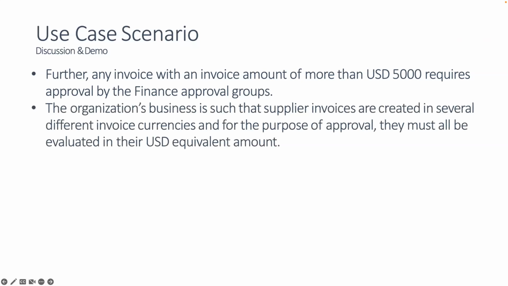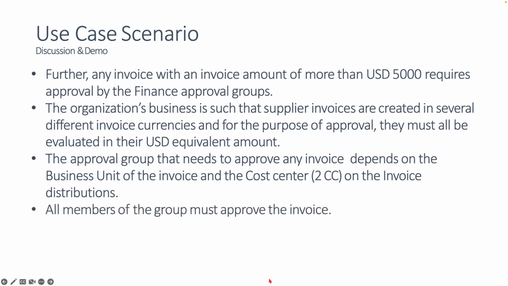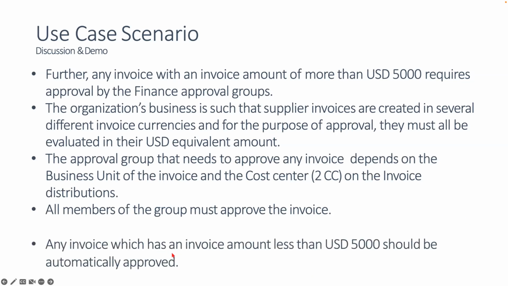And then all we're saying here is that the business supply invoices are created in several different invoice currencies, and for the purpose of approval, they must all be evaluated in the US dollar equivalent amount. So again, you can put rules in there to do that. The approval group needs to approve any invoice, depending on the business unit of the invoice and the cost center on the invoice distribution. So you can put in rules to do those kinds of things. And all members of the group must approve the invoice. So that's going to be using your consensus.